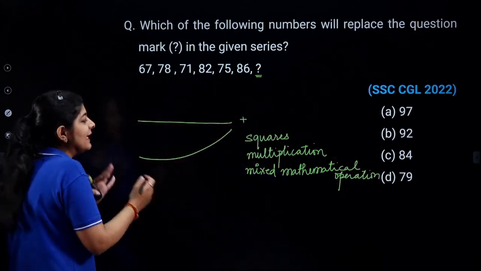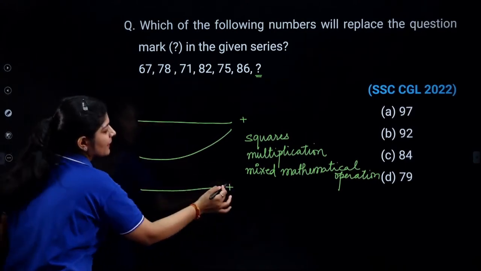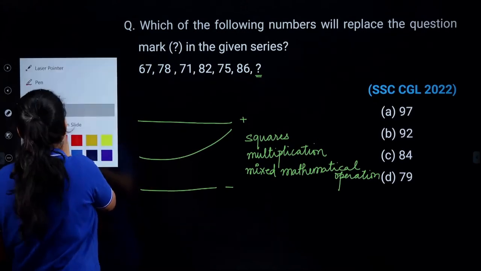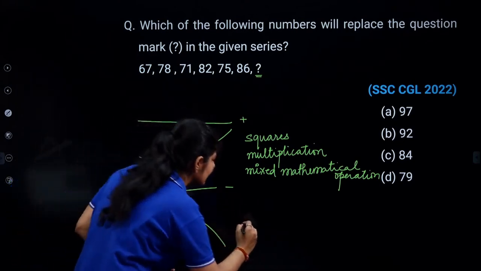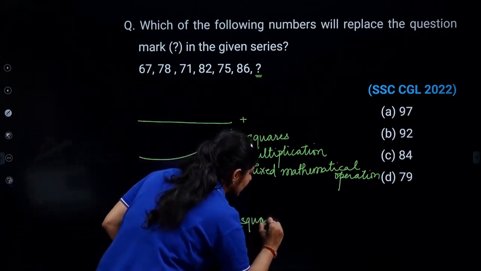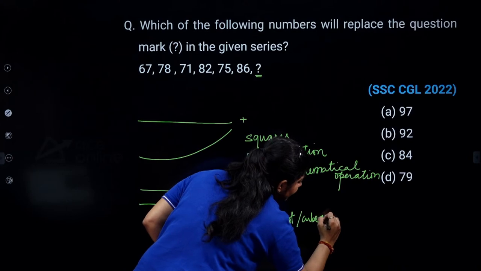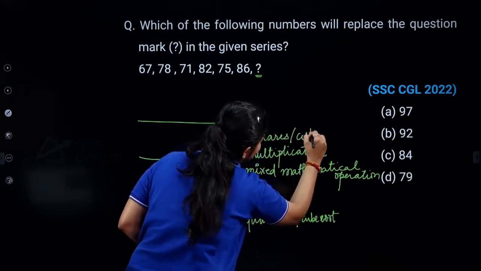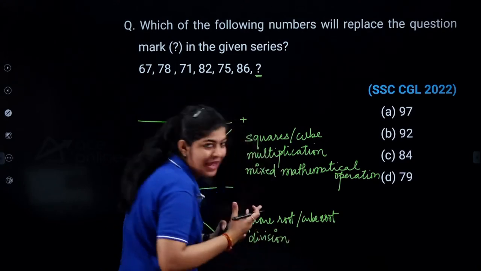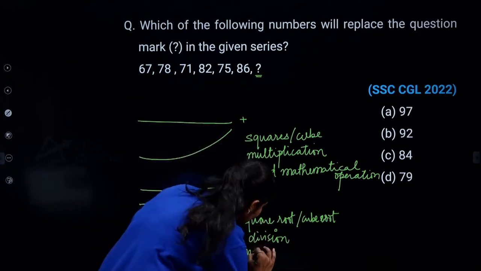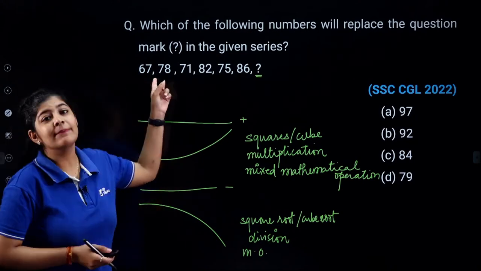Similarly, if the series is decreasing, then we will consider that there is some subtraction in the series, right? Or if there is a sudden decrease in the series, then we can say that maybe there is some square root or cube root. We are decreasing with cube roots or square roots, right? Or maybe we are doing division, or some fractions, or some mathematical operation, right? So these are the common approaches that we are having, but this is something different.